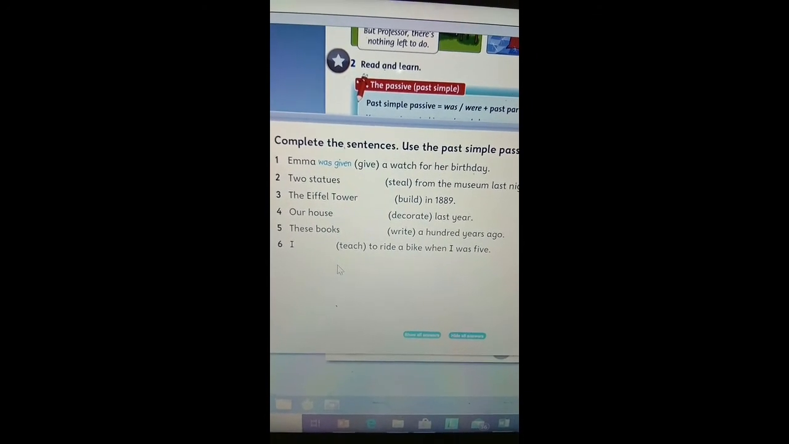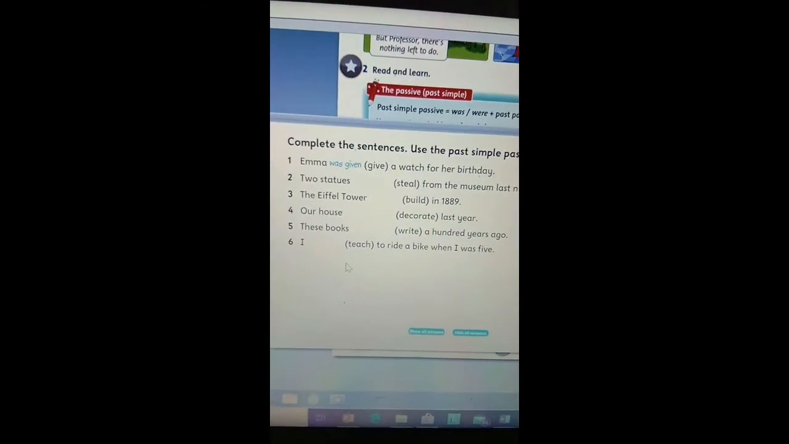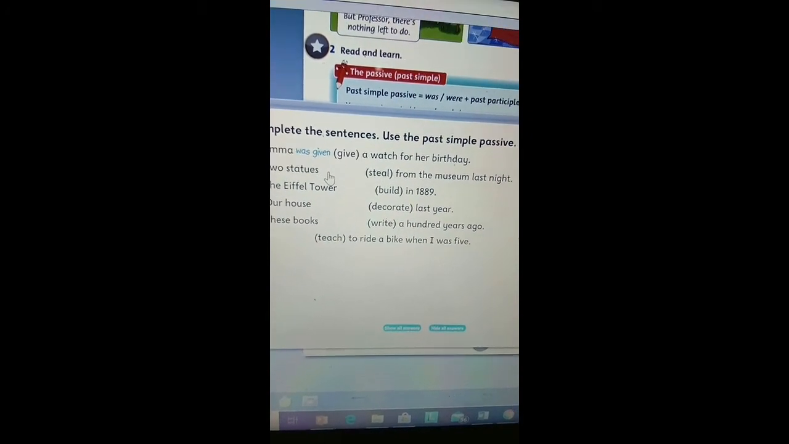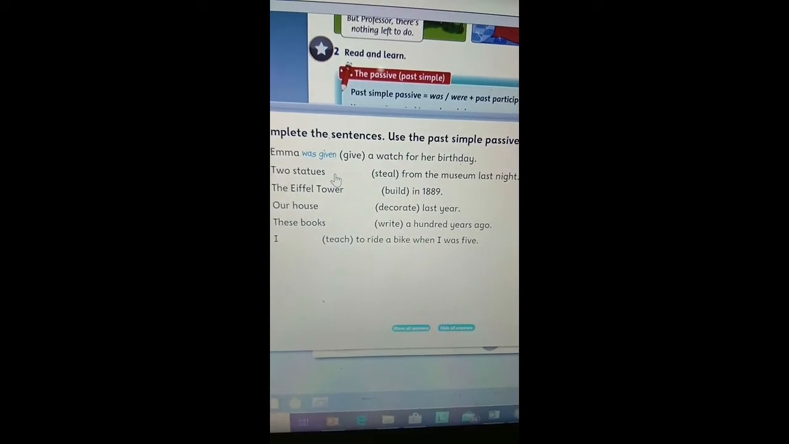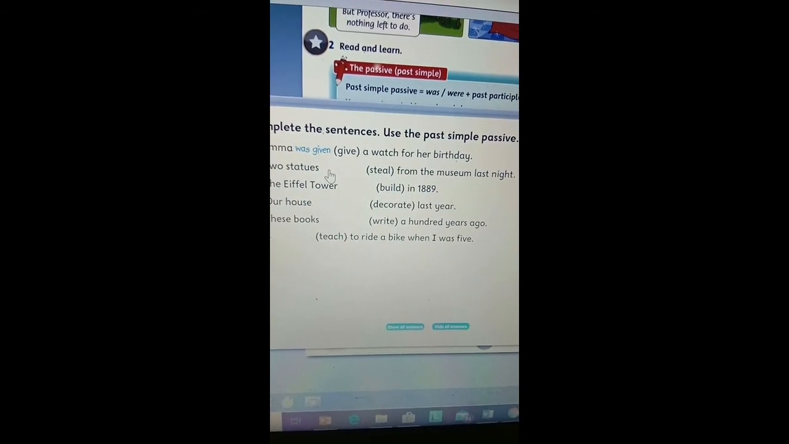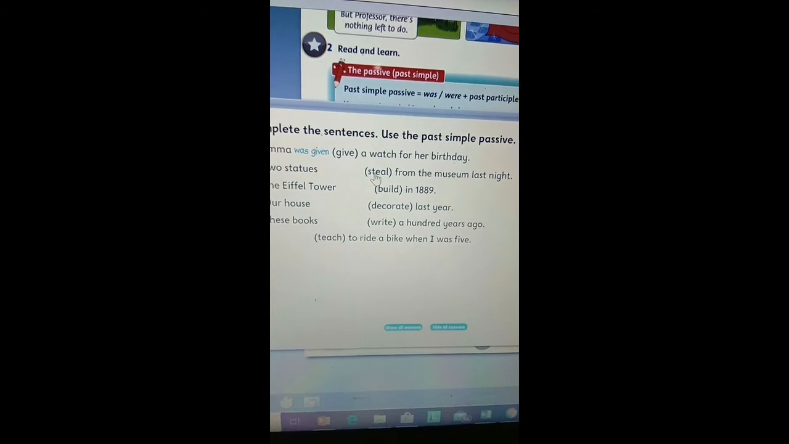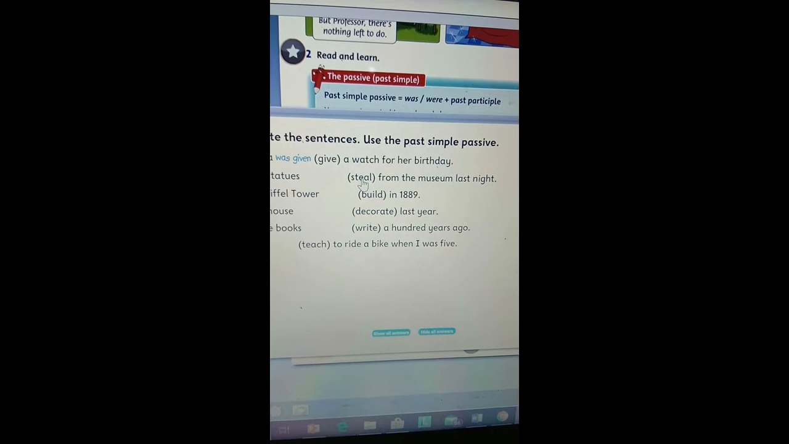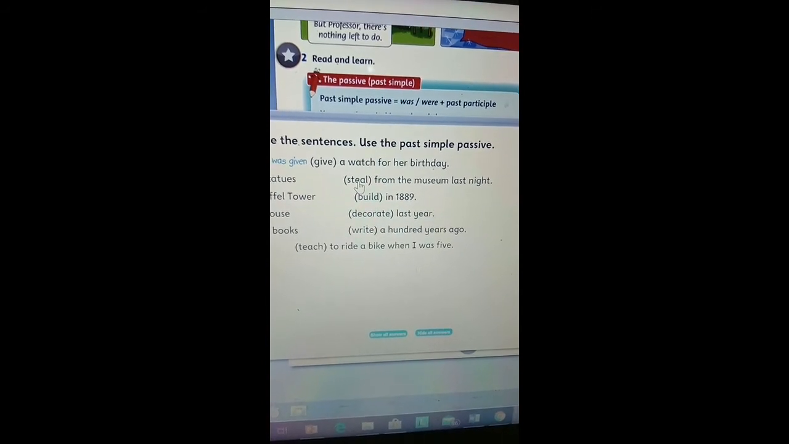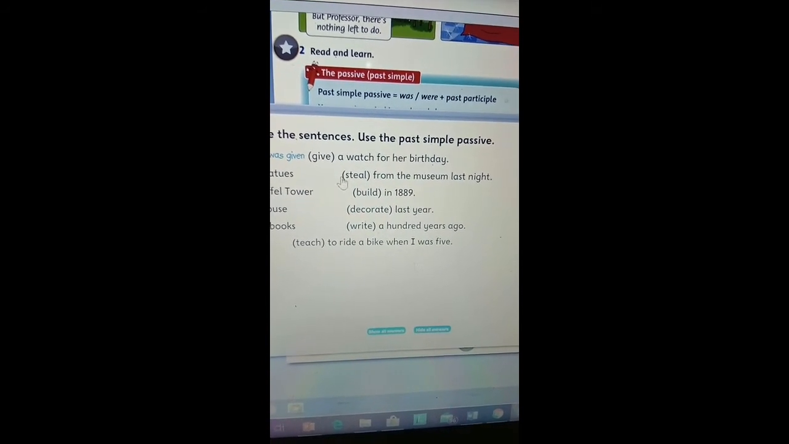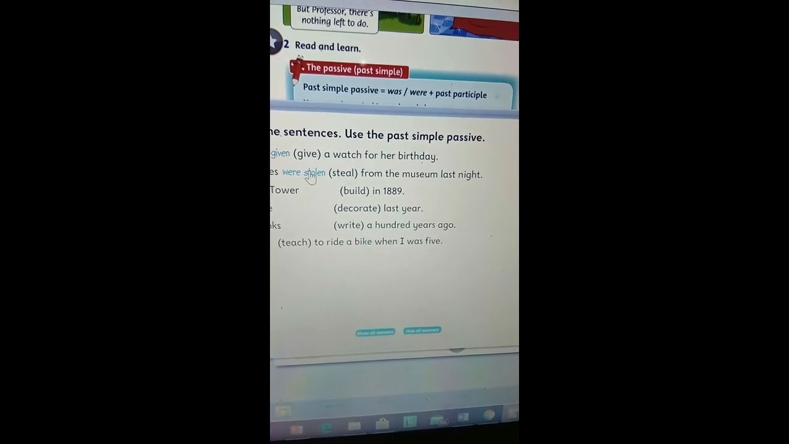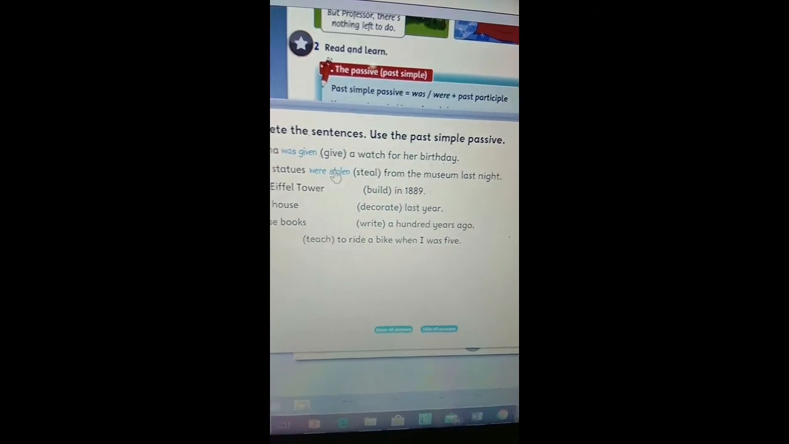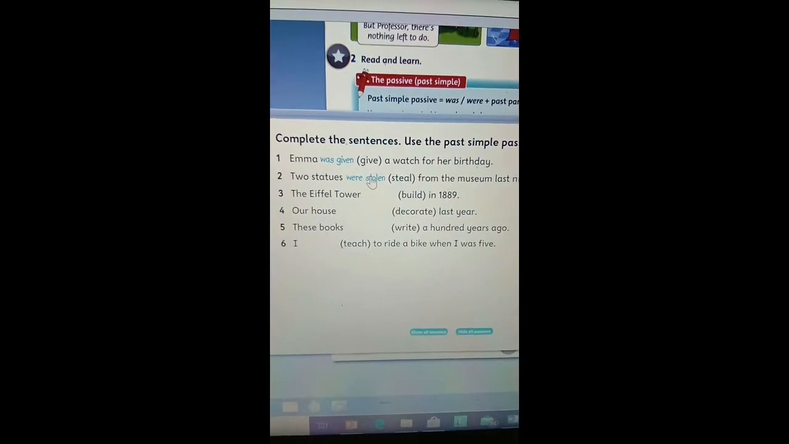So 2 statues. What do you think, was or were? Is it singular or plural? Yes, it's plural, so it's were. And we need the verb 3 of steal. Can you check in your irregular verb list if you don't know? Is it stole? No. It's stolen. So let's have a look. 2 statues were stolen from the museum last night. Okay, that's big news there.